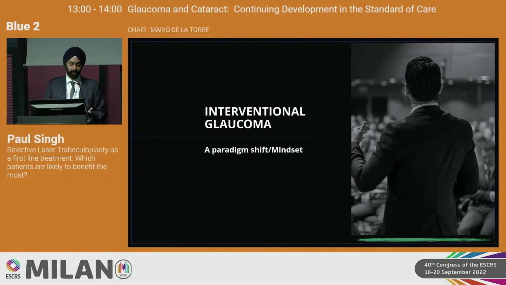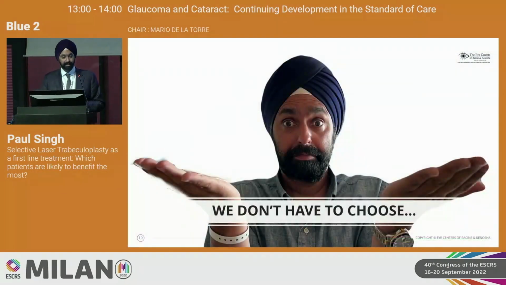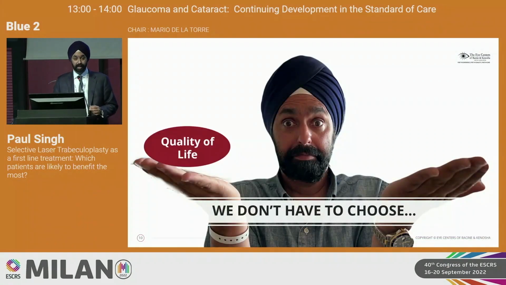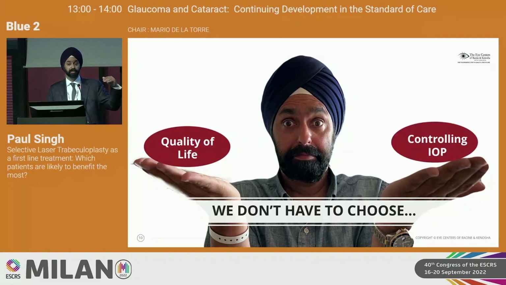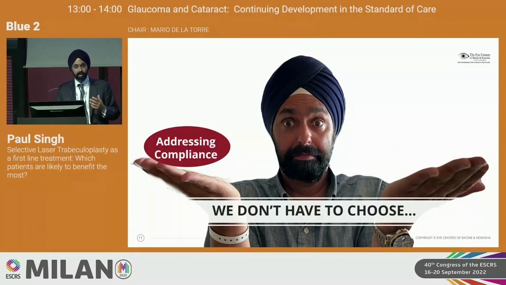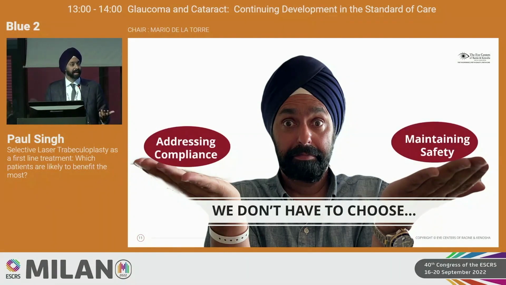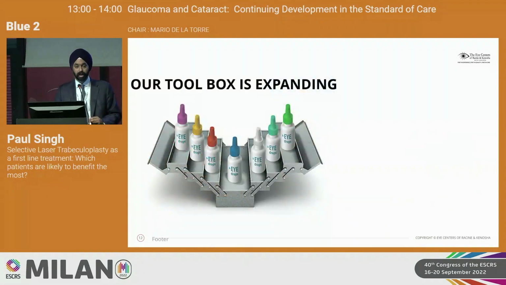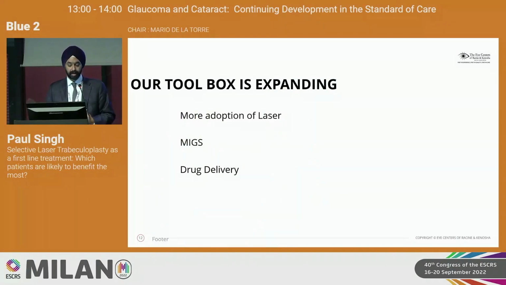But what does that mean? Well, what interventional glaucoma means to me is the fact that we don't have to always choose anymore between maintaining a high quality of life and controlling IOP at the same time. In other words, we're also able to address compliance while maintaining high safety. We never had that opportunity in glaucoma before, but now instead of just drops and adding more drops and a third and a fourth line drop, we have a lot of options in our armamentarium.